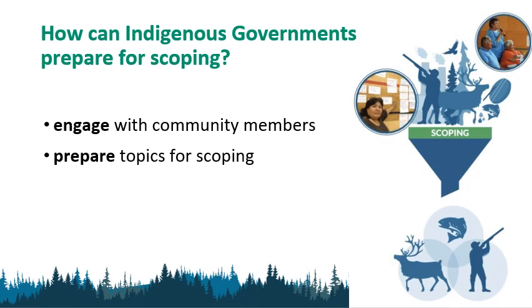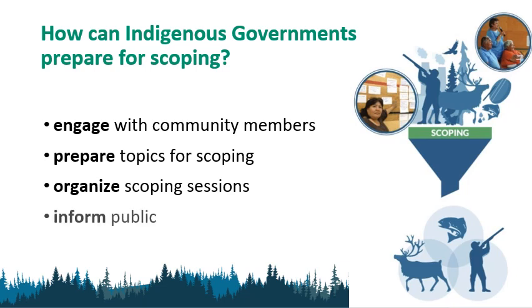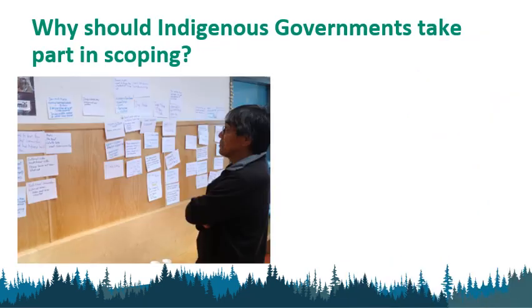Indigenous governments know best where and when scoping sessions can be held within a community. As a result, the Review Board will ask local Indigenous governments to help organize the meeting. After working out a scoping session date, the Review Board and local Indigenous governments have the responsibility to inform the public.